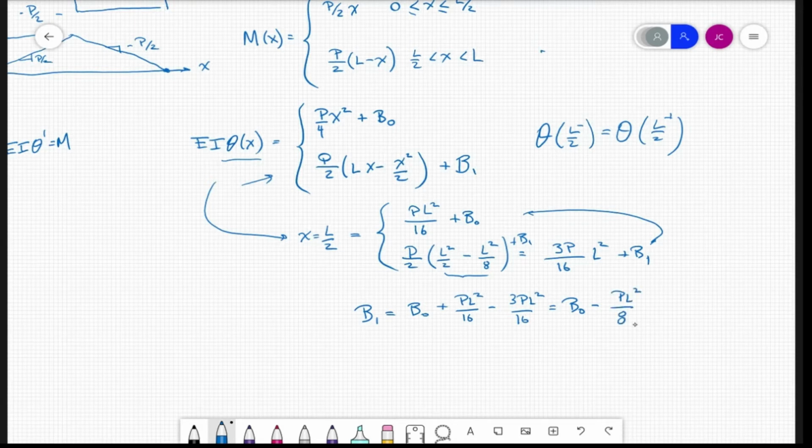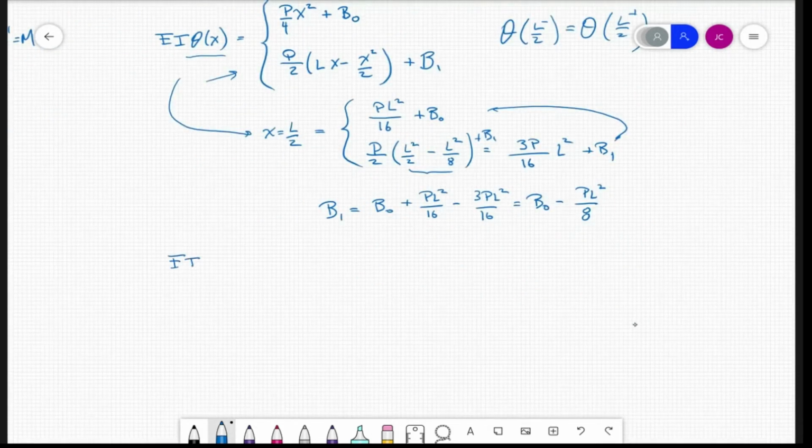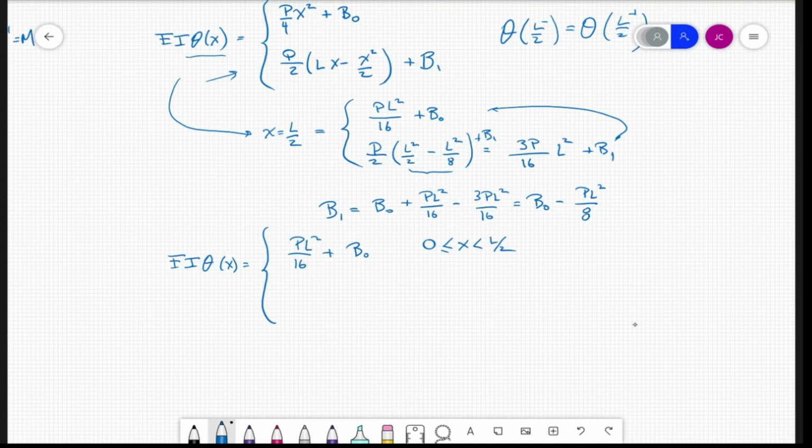So now basically what do we got? Now we know that EI times the slope is as follows. So now I have the slope curve with one integration constant. So PL squared over 16 plus B0, and that's from, let me see where it is. And then for the second one, I get, I'm sorry, what am I doing?